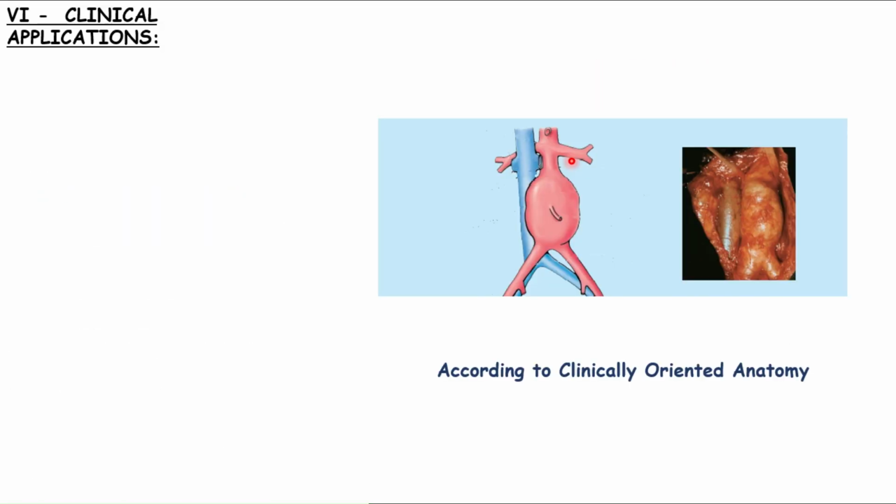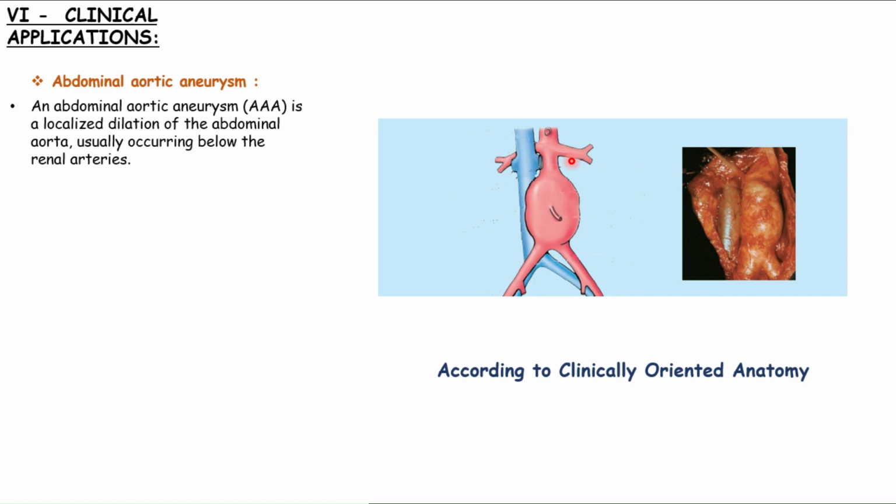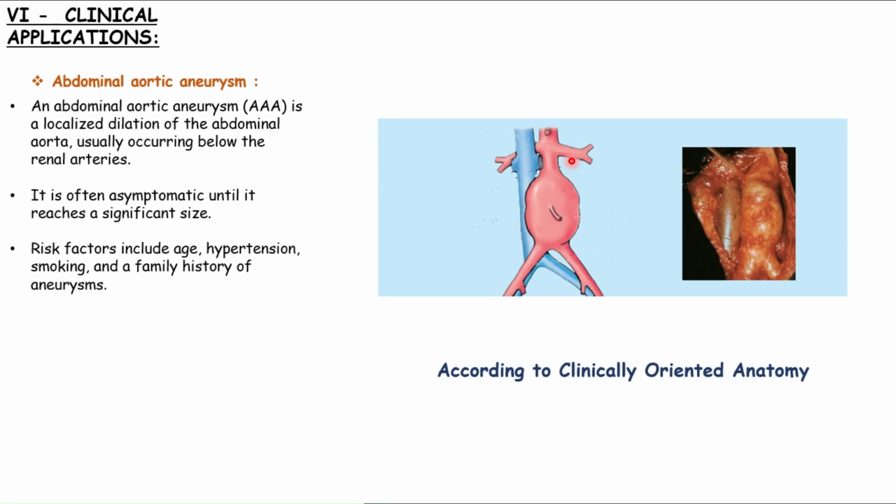One of the most frequent pathologies of the abdominal aorta is the abdominal aortic aneurysm. An abdominal aortic aneurysm, AAA, is a localized dilation of the abdominal aorta, usually occurring below the renal arteries. It is often asymptomatic until it reaches a significant size. Risk factors include age, hypertension, smoking, and a family history of aneurysms. If left untreated, an AAA can rupture, leading to life-threatening internal bleeding.